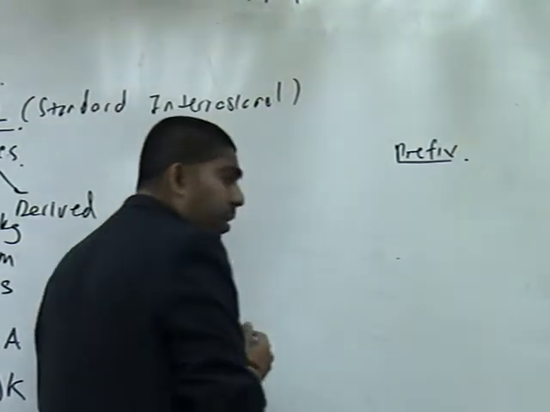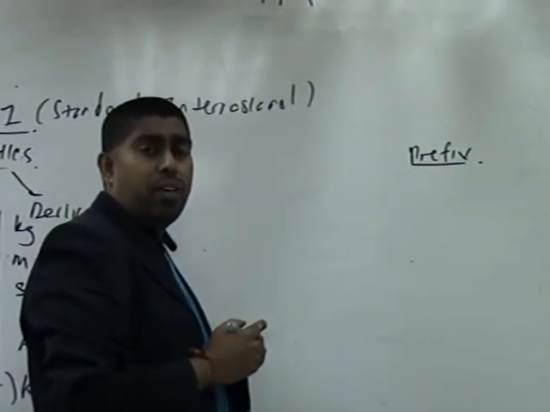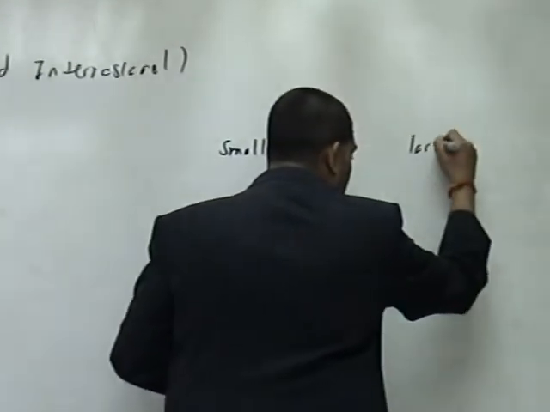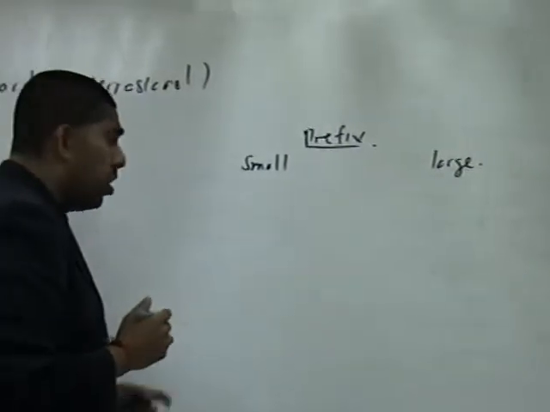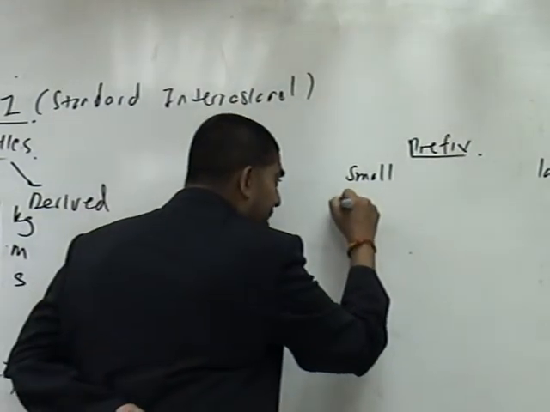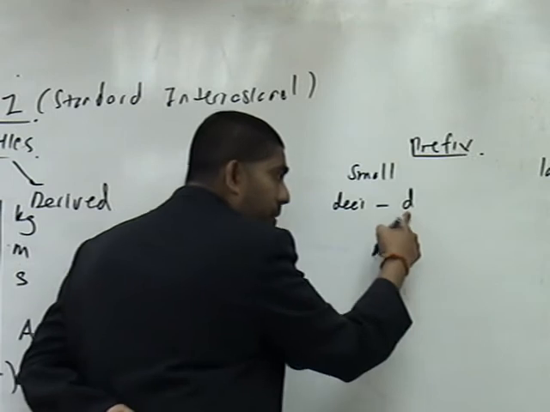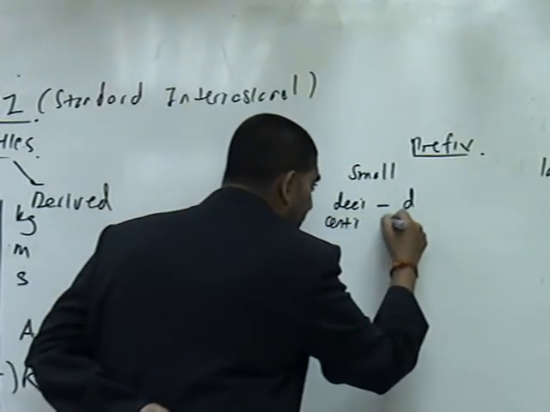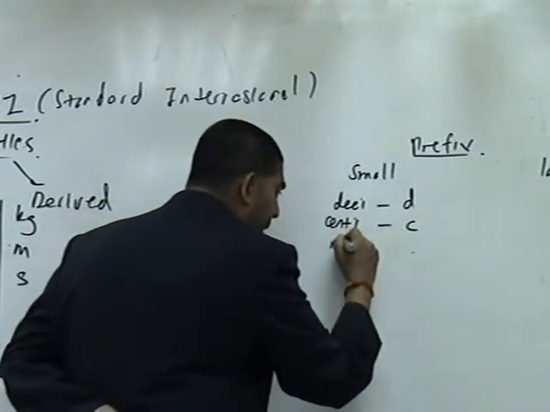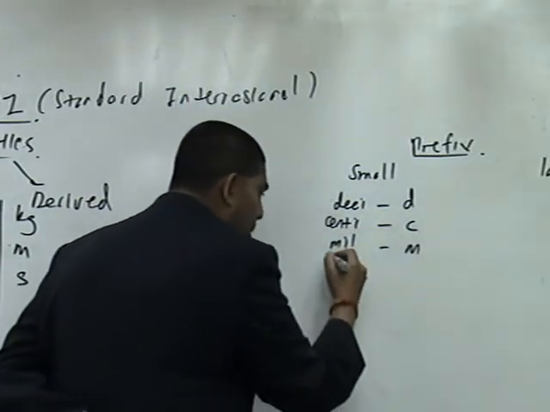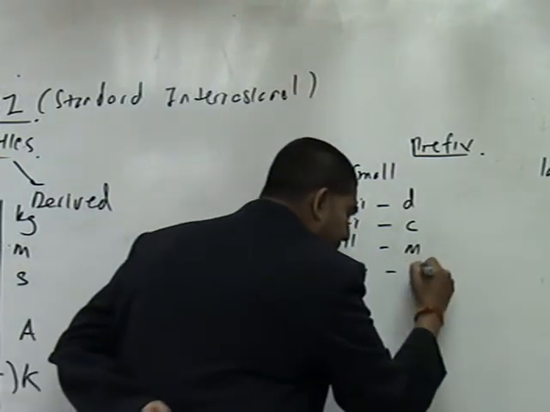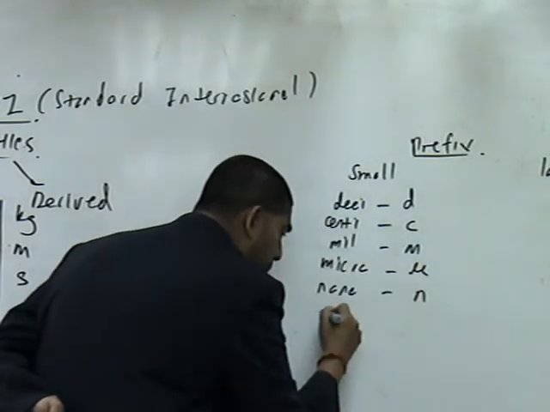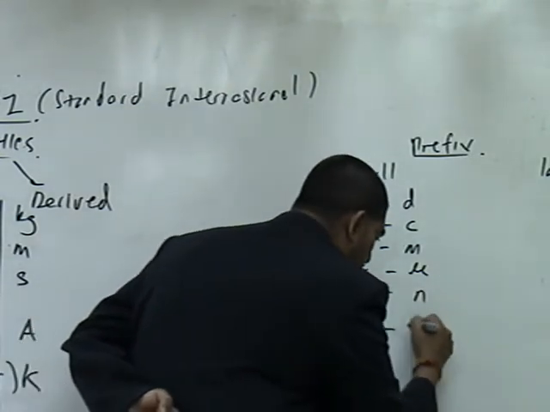Now the prefixes involved, there are 2. One is for small quantities, another is for large quantities. So the prefixes for small quantities will be deci, given the symbol of small d, centi, small c, milli, small m, micro, a cursive u, nano, a small n, pico, a small p.